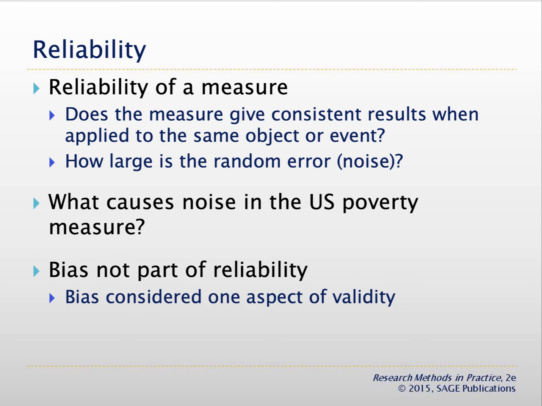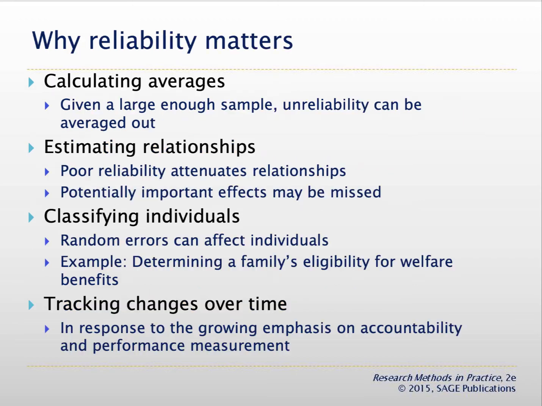So again, bias is an aspect of validity. Are you measuring what you want to measure? It's not considered part of reliability. So I've kind of been dissing reliability. It's not that important, but it still matters. The good part about noise is that if you have a large enough sample, it'll average out.